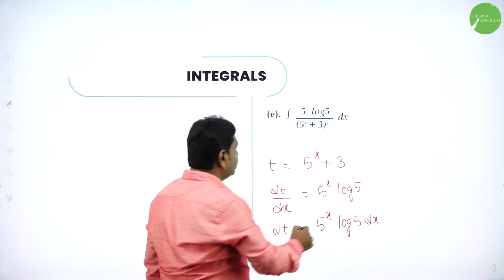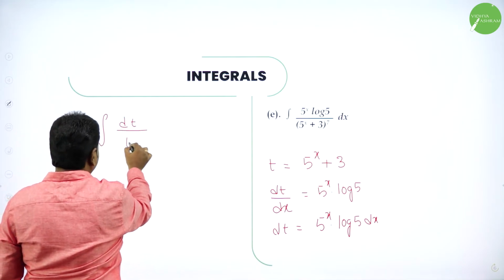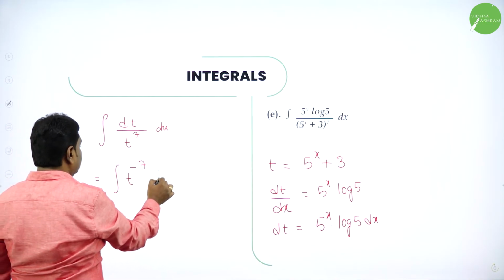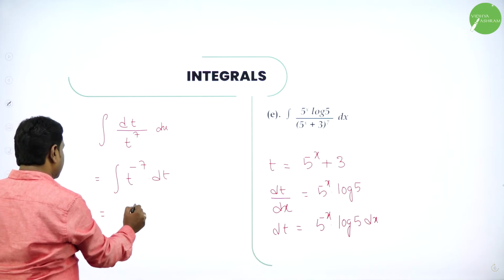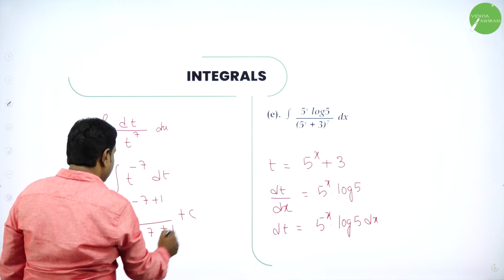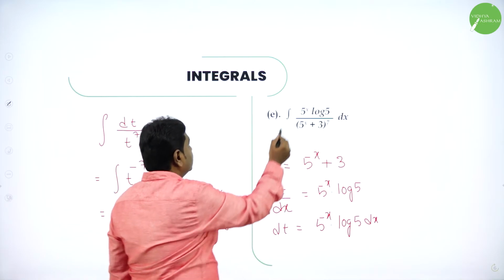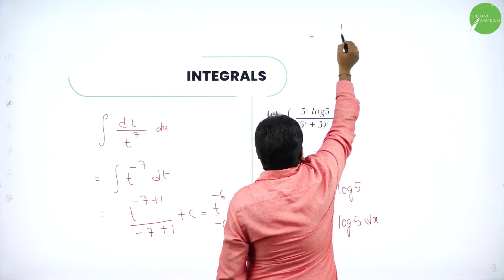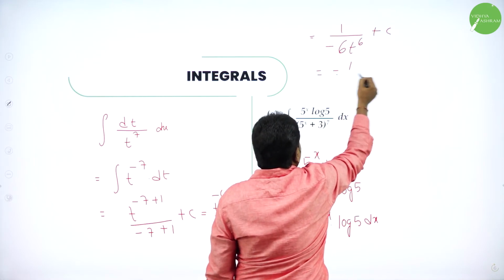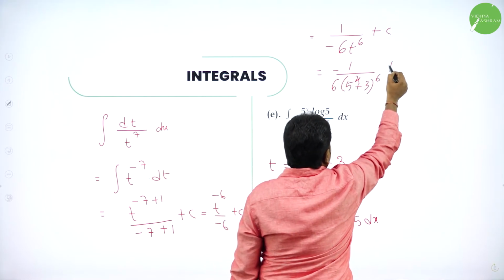So rearrange this. When you rearrange, the given problem becomes integration of dt divided by t power 7. So now can I write it as integration of t power minus 7 dt? Further this will become t power (minus 7 plus 1) divided by (minus 7 plus 1) plus c, that is t power minus 6 by minus 6 plus c. So that is 1 by minus 6 t power 6 plus c, that is minus 1 by 6. t is what? (5 power x plus 3) power 6 plus c.